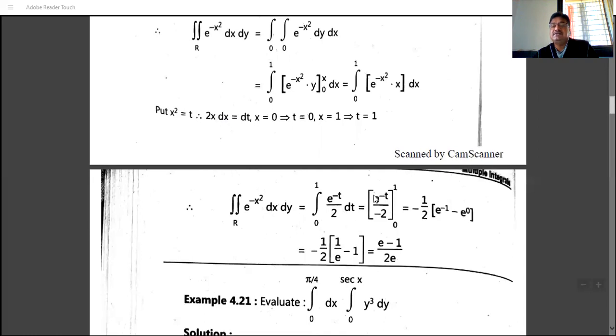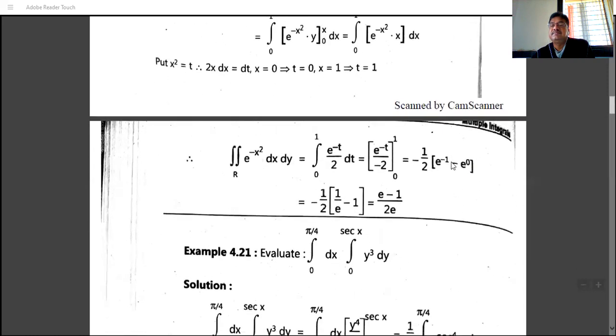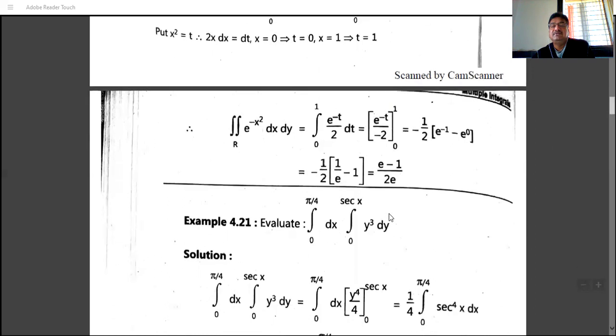And then e raised to minus t integration is what? 1/2 is constant now. E raised to minus t integration is e raised to minus t divided by minus 1, and that's why it's minus 2. Then the value at the upper limit, that is e raised to minus 1, minus e raised to 0. E raised to minus 1 means 1 by e. E raised to 0 is 1. So we have this answer, e minus 1. E is the LCM, so write e minus 1 by 2e. Okay, e is the LCM. So what do we have? 1 minus e. So absorb the sign, e minus 1 by 2e.